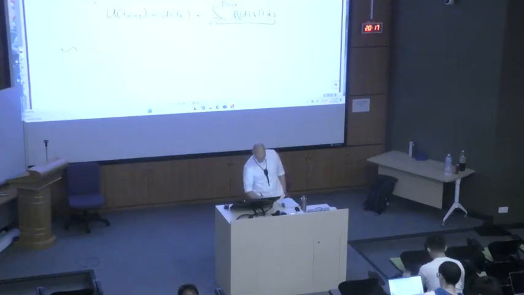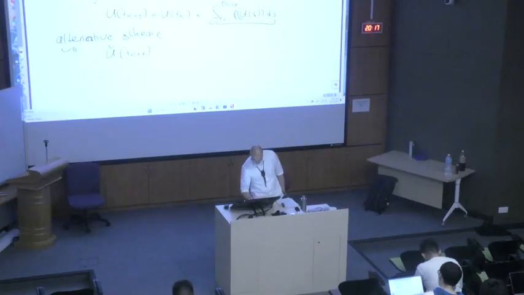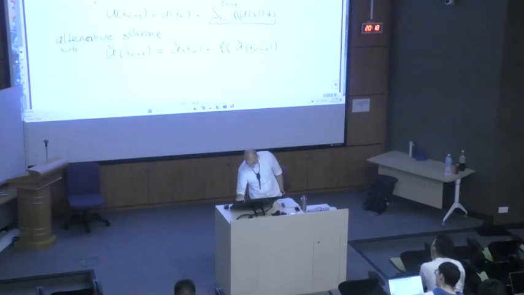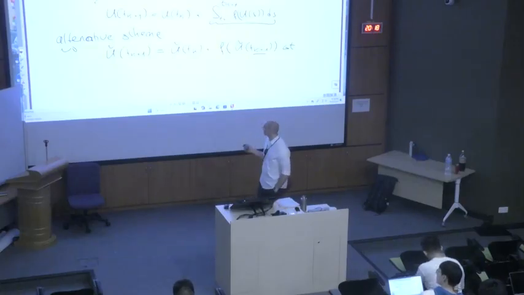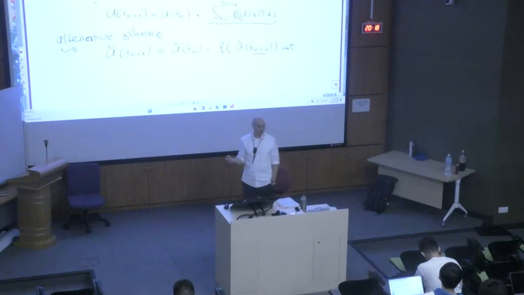So what we could also do is set up an alternative scheme as follows. The numerical solution u tilde of t_{k+1} is u tilde of t_k plus f of u tilde of t_{k+1} times delta t. The difference here being that I take the approximation using the right-hand limit.